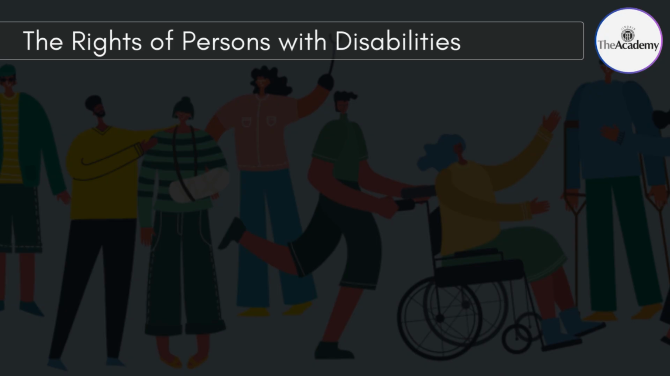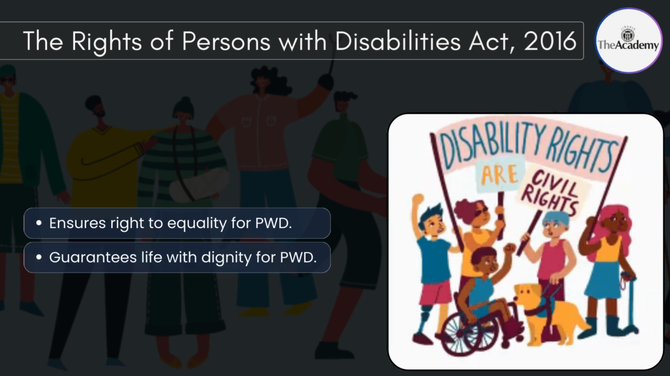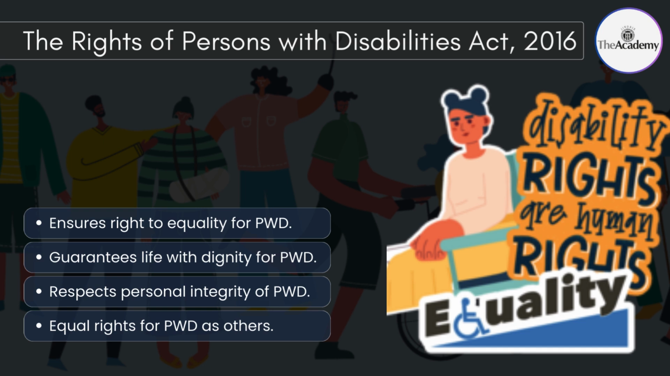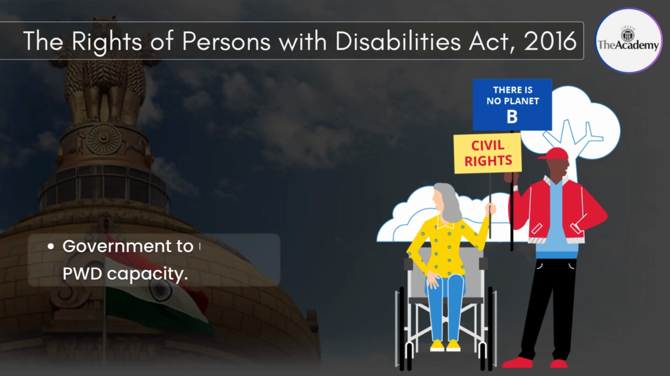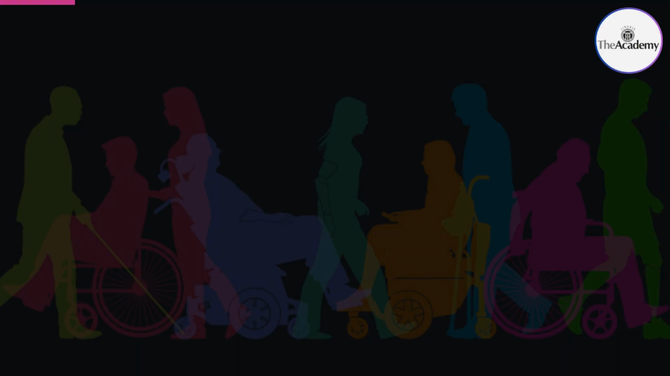Introduction. The Rights of Persons with Disabilities Act, 2016, provides that the appropriate government shall ensure that persons with disabilities, PWD, enjoy the right to equality, life with dignity, and respect for his or her own integrity equally with others. The government should take steps to utilize the capacity of the PWD by providing an appropriate environment.